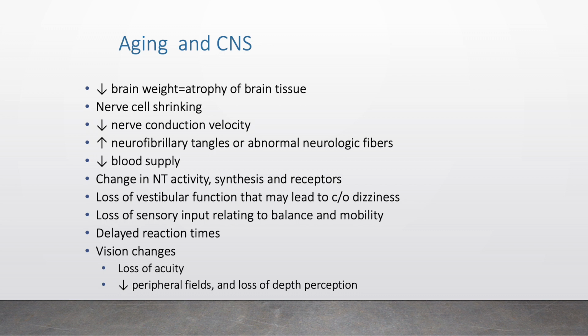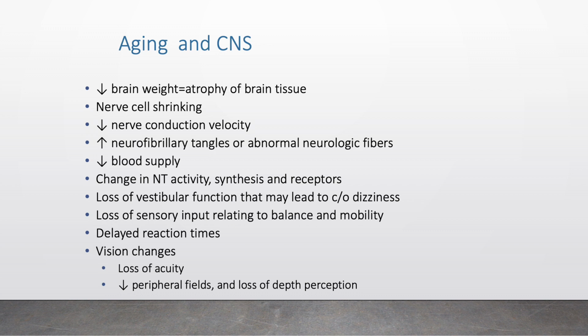Aging often involves a decrease in brain weight due to atrophy of brain tissue, including a reduction in the number and size of nerve cells. This atrophy can lead to a decline in nerve conduction velocity, affecting the speed at which nerve signals are transmitted. Neurofibrillary tangles and abnormal neurological fibers, along with plaques, are characteristic features associated with neurodegenerative diseases like Alzheimer's disease. These structures can impair neuronal function and contribute to cognitive decline.